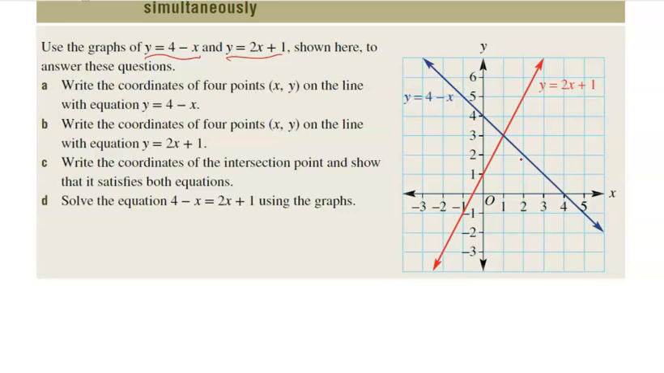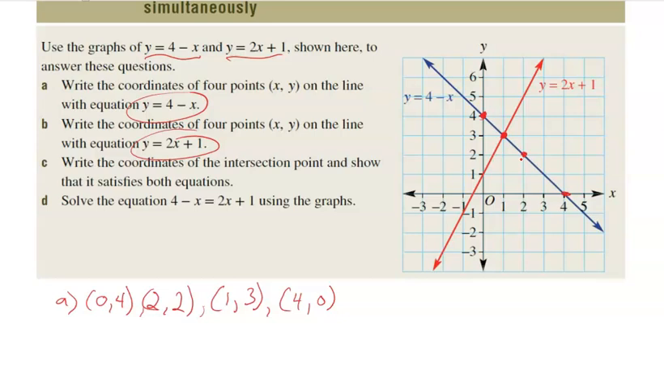Write the coordinates of 4 points, the xy coordinates, on the line with equation y equals 4 minus x. So I'm going to choose 4 points. For A, I can choose 0, 4. Here we go, 2, 2. Let's choose that one because it looks important. It would actually be 1 on the x and 3 on the y. And then we'll do this one, which is 4 on the x, 0 on the y.